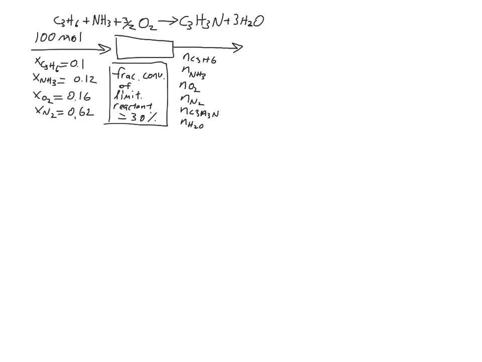If I wanted to, I could determine the fractional excess for NH3 and O2. There's no fractional excess for C3H6, but I could determine those using the appropriate equations. I'm not going to, since we're focused on calculating the outlet streams, but we could do that. In any case, let's look at the fractional conversion and use that to help us determine what's going on with this system.